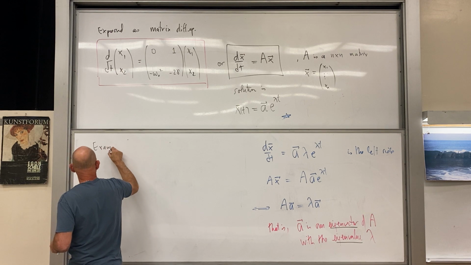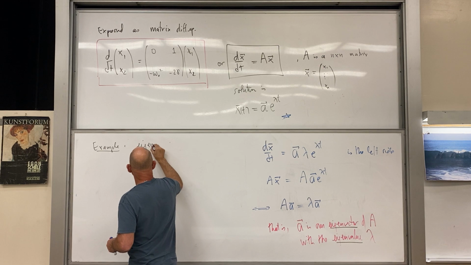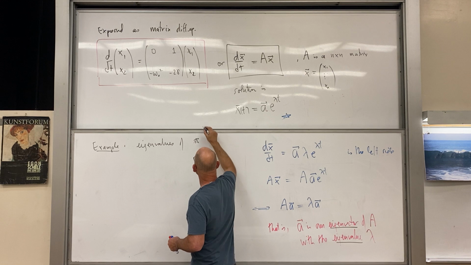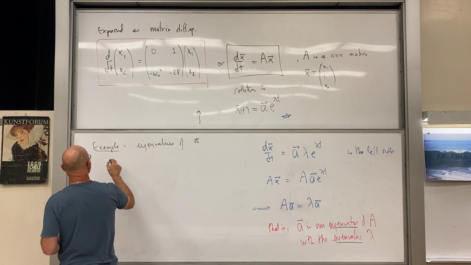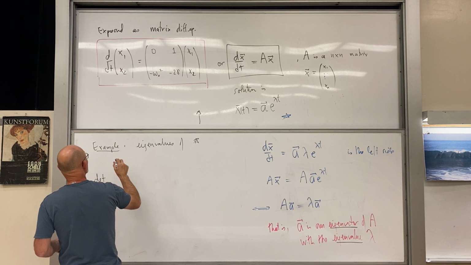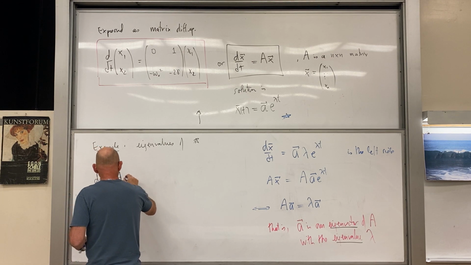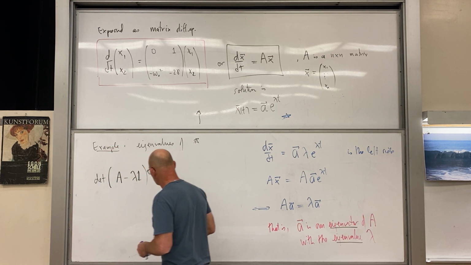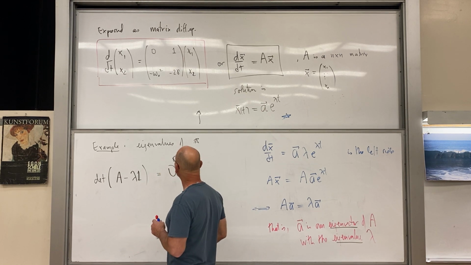So, example, eigenvalues of that thing up there. What do we do? We set the determinant of A minus lambda times the unit matrix equal to 0. That's how we find the eigenvalues.